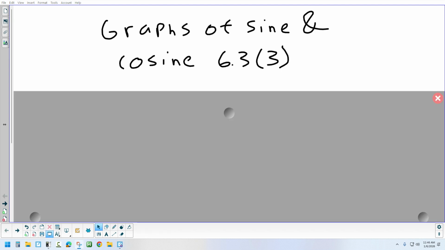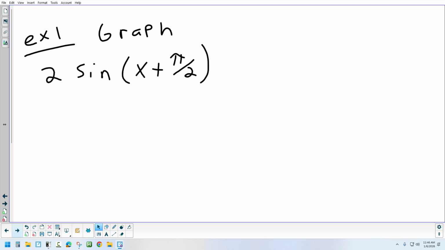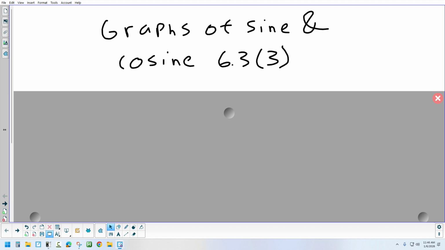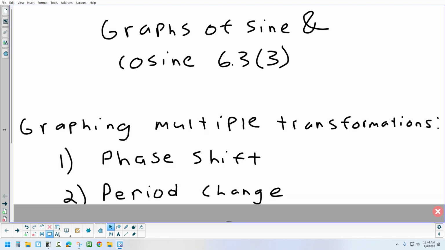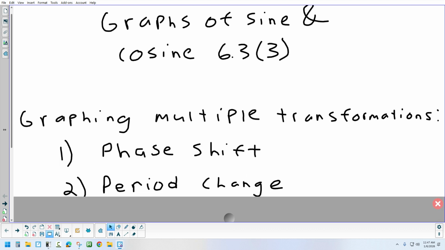All right, so last thing we're going to look at, now that we've done all the individual transformations, is a problem like that. It's multi-step. So it's got horizontal shift and a vertical stretch. If you know how to do each transformation individually, then doing them together like that is exactly the same. You just have to remember that there is a certain order that you need to follow.